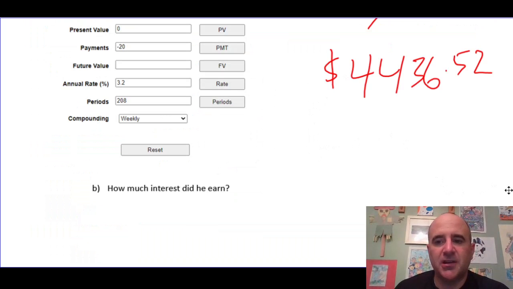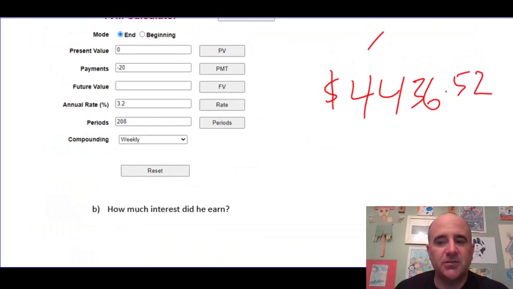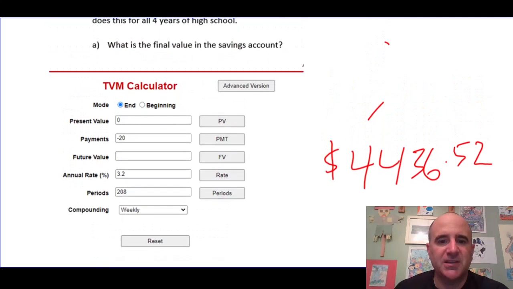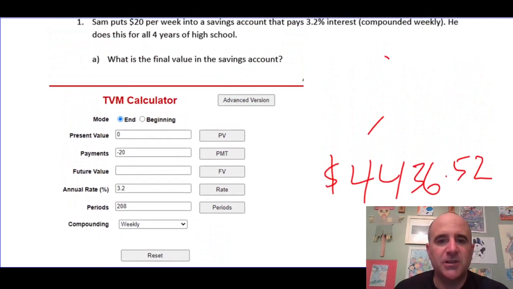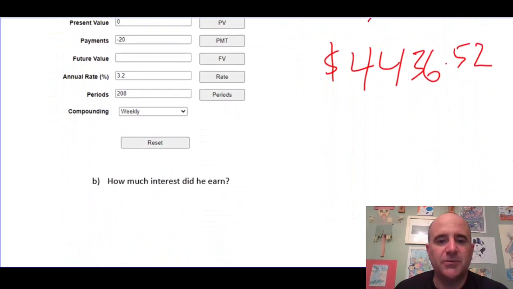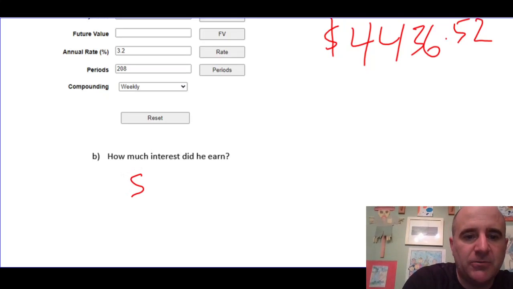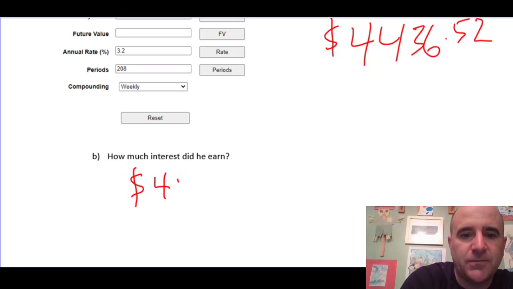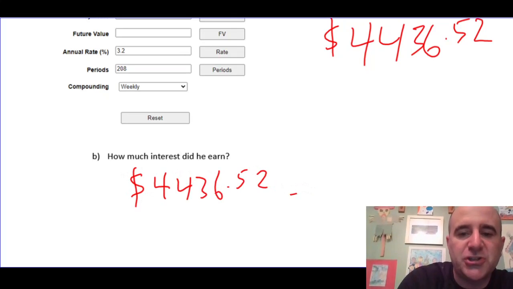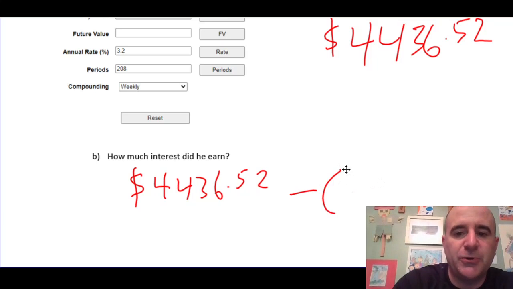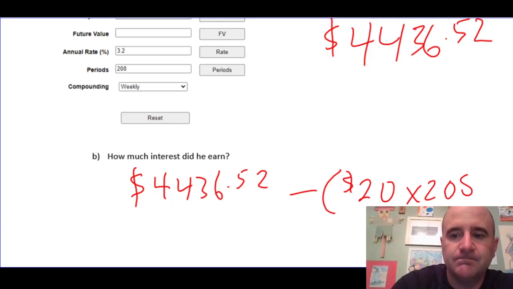For the last part of this example, we're going to calculate the interest earned. It's a good idea to understand how to calculate how much interest is earned, just because it's nice to know, but also because it kind of gives you a sanity check to make sure that that answer seems reasonable. So the interest earned would be, we start with the amount, $4,436.52. That should be more money than what we put away. The student put away $20 a week, and they did that 208 times.